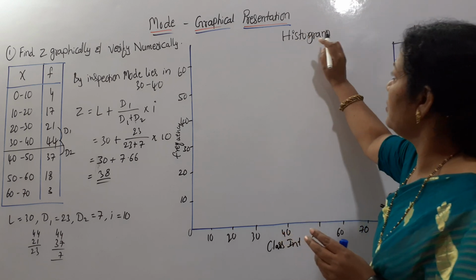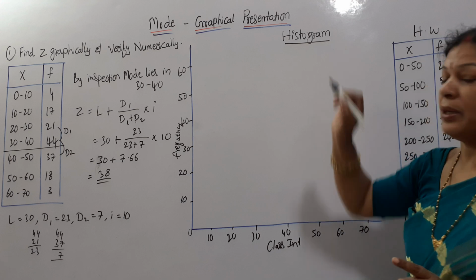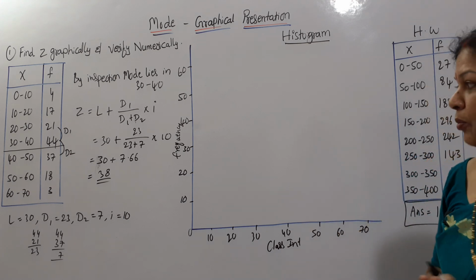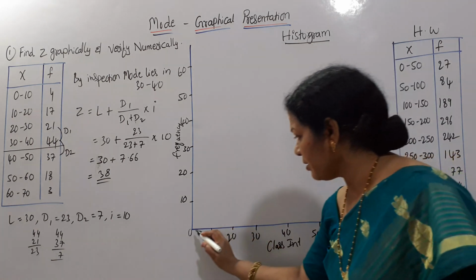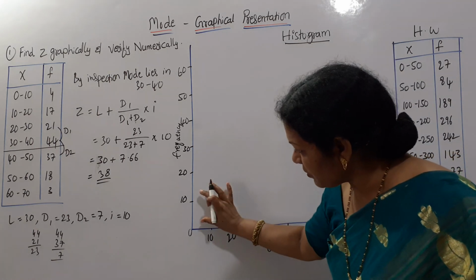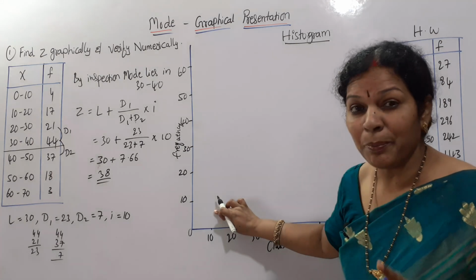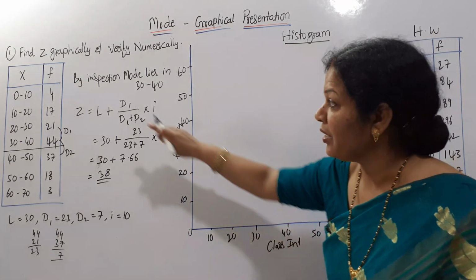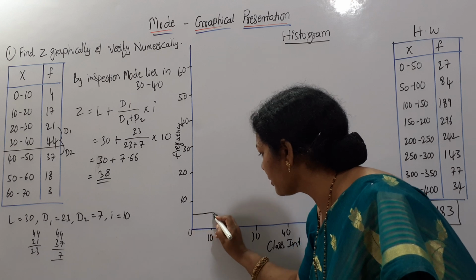H-I-S-T, histogram, G-R-A-M. Okay, histogram we are preparing. What we have to do is 0 to 10 is 4, frequency is 4. 0 to 10, if you see this is 1 centimeter. Exactly half will be 0.5, but we need 4. 4 means it will be somewhere here.